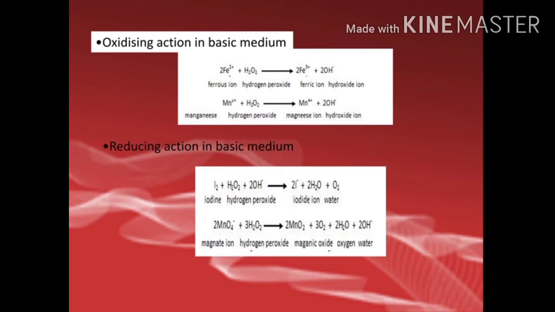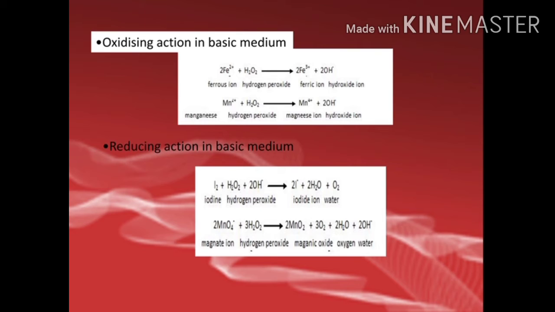First reaction, ferrous ion reacts with hydrogen peroxide and is converted into ferric ion. That is an oxidation reaction that takes place in base medium. So here hydrogen peroxide acts as an oxidizing agent. Another example, manganese ion Mn2 plus is converted into Mn4 plus. Here also hydrogen peroxide acts as an oxidizing agent.